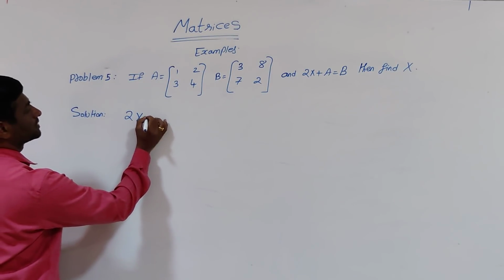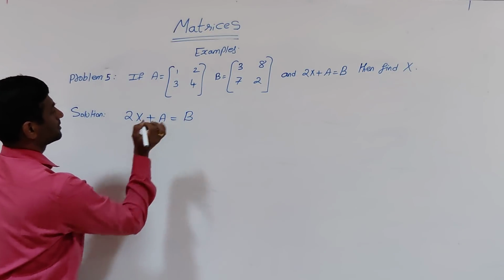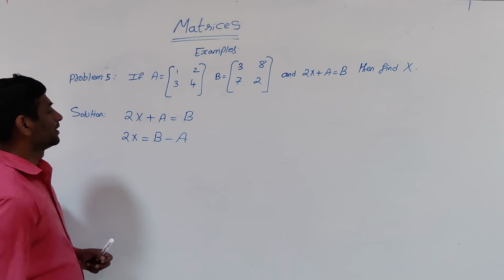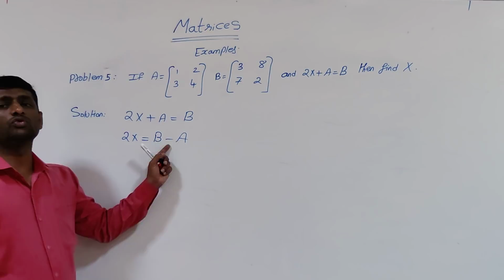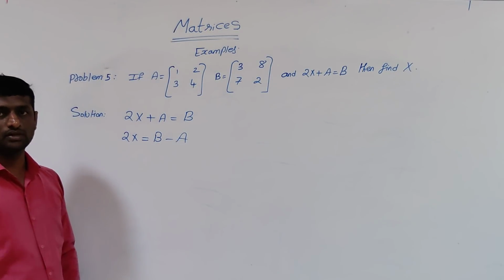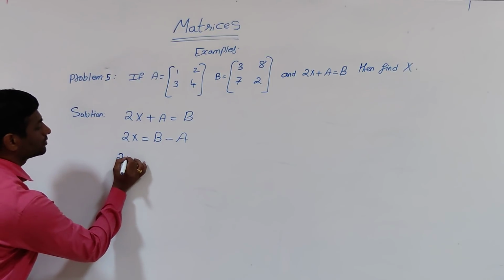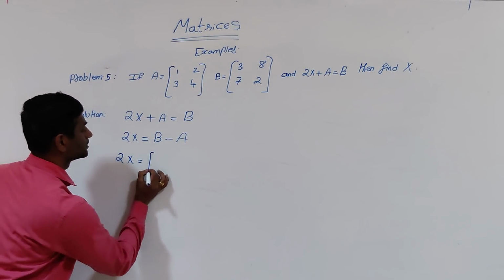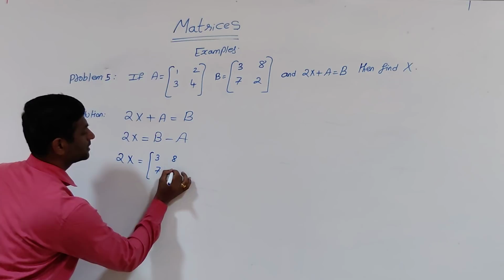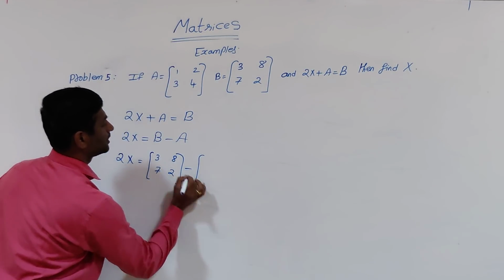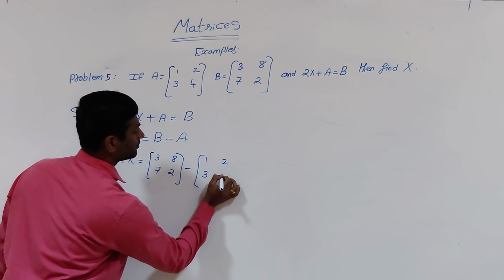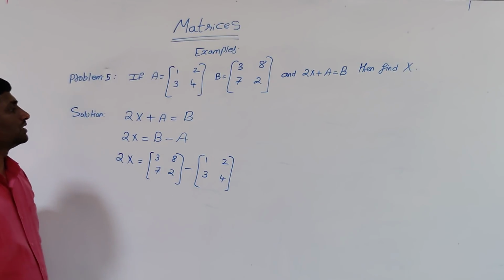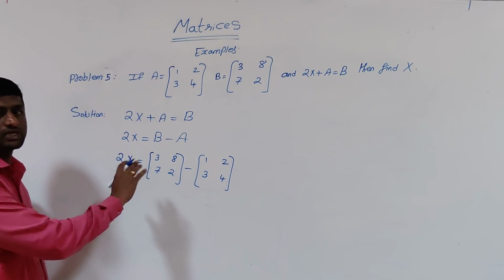Two into X plus A is equal to B. 2 into X is equal to B minus A. Means which is the difference of two matrices A and B. Now we'll see, 2X is equal to, let us write what is capital B matrix, 3, 8, 7, 2 minus A, 1, 2, 3, 4. Now it is a difference of two matrices. Again it is very simple. Based on the difference of matrices, we just take the difference of the corresponding elements.